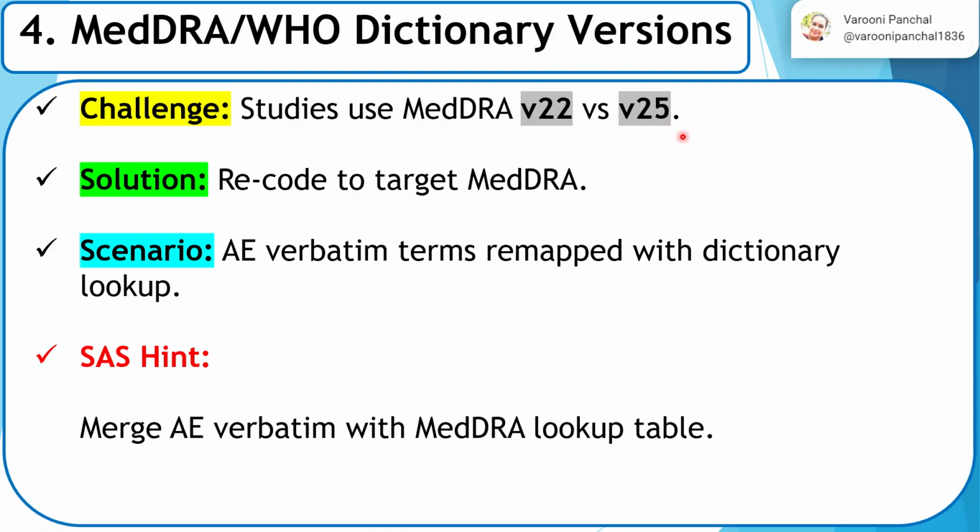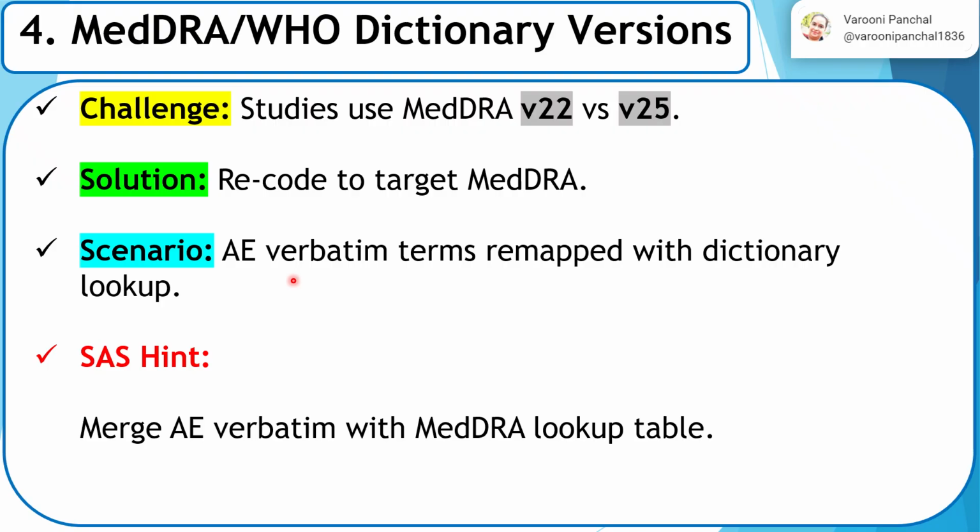So now the latest version has changed. Remember, as time goes on, technology and versions keep changing, right? So even if the study happened 10 years before and used version 22, now we are using version 25. The solution here is to recode to the target MedDRA. The challenge is that whatever you coded in version 22, you might have to recode each and every record, especially in the adverse events and concomitant medication. Partially it could be in the medical history. So those kinds of situations might arise, right?